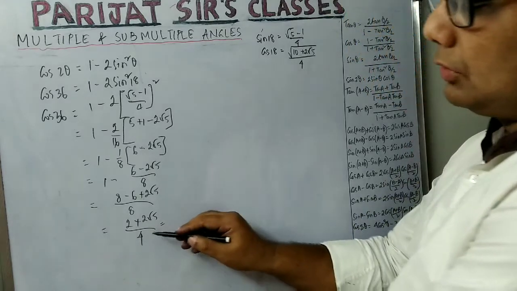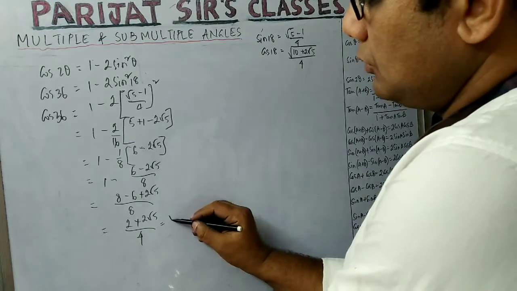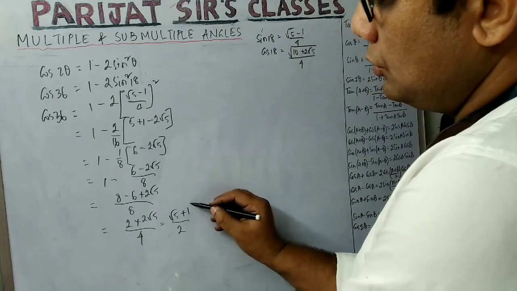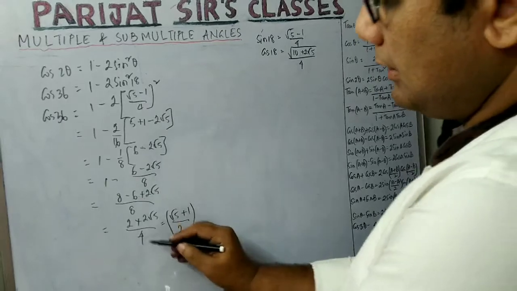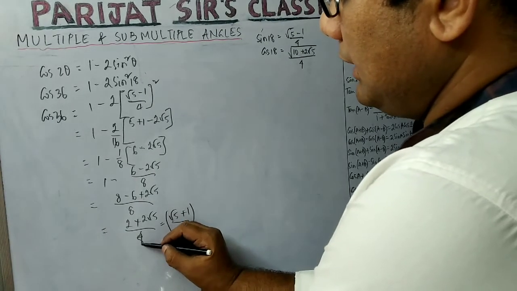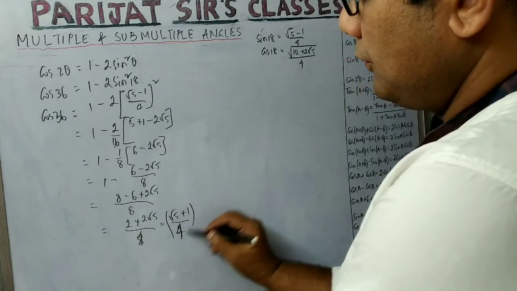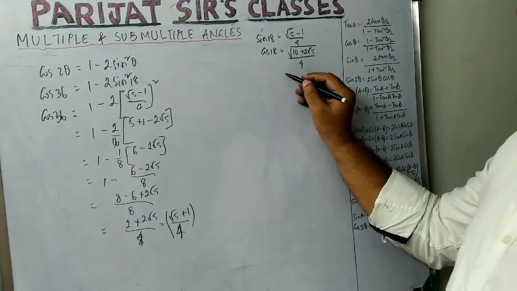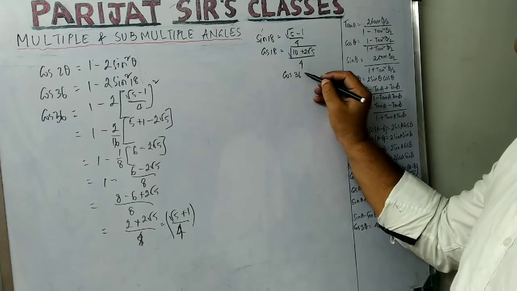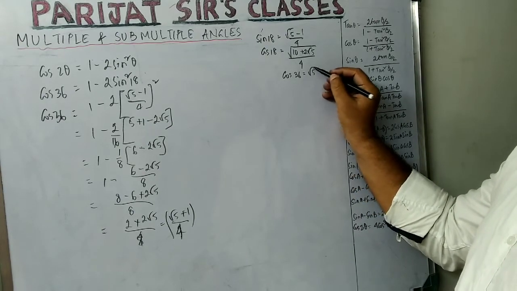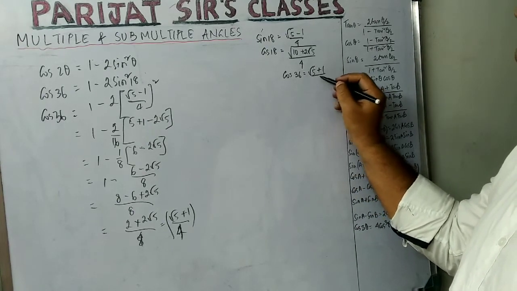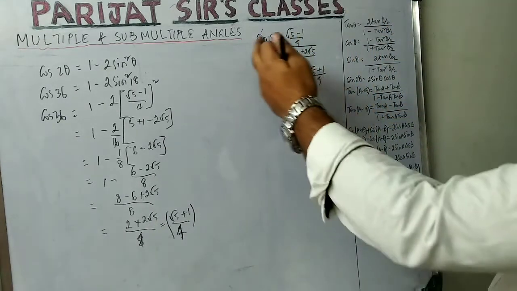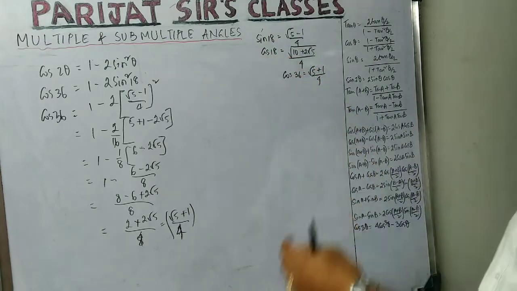That means if I cut with 2, it is coming out to be (√5 + 1)/4. Sorry, the denominator is actually 8 before cutting, so this is 4. So (√5 + 1)/4. That means we got cos 36 as (√5 + 1)/4. Clear? So this is how we got sine 18, cos 18 and cos 36.